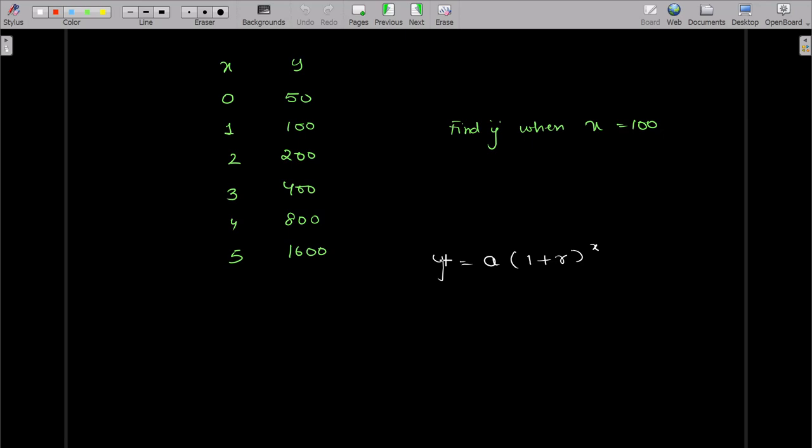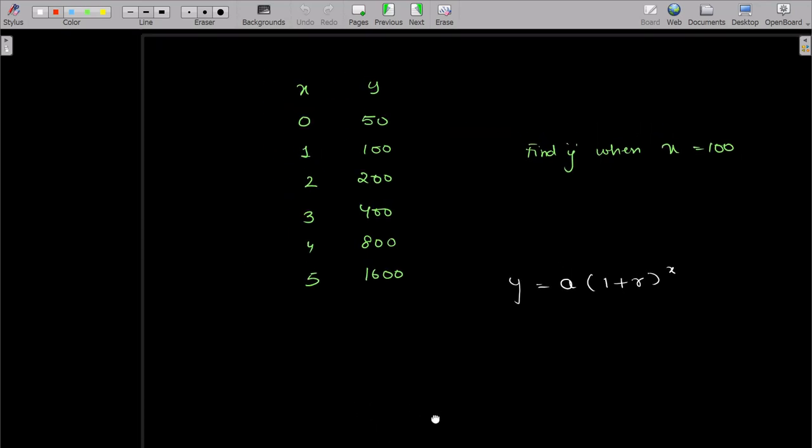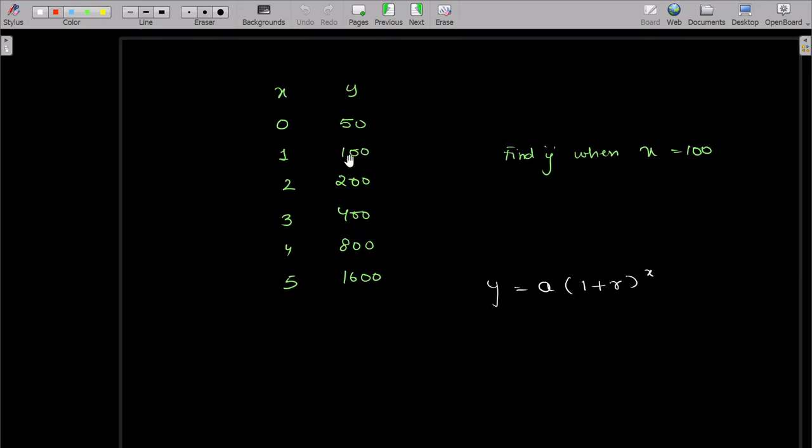So how would you find the rate? How can we find out the rate? For that you need to check how the values are increasing. From 50 to 100, what is happening? From 100 to 200, what is happening? It's doubling, exactly. So times 2, times 2, times 2, right? So can you find out the rate in percentages?